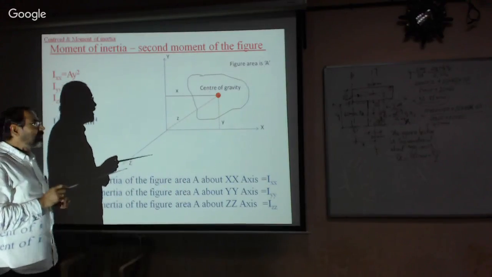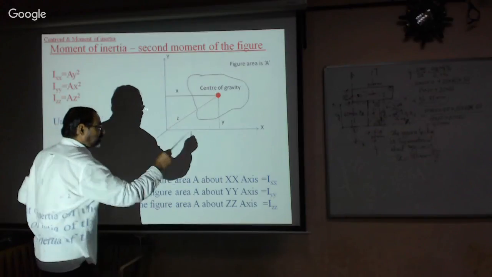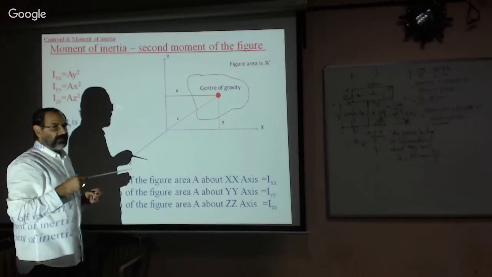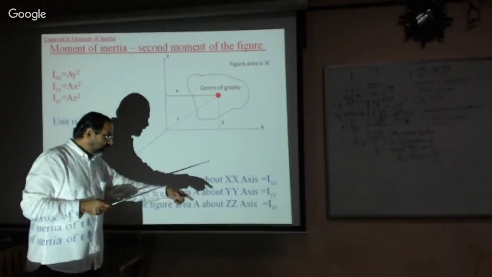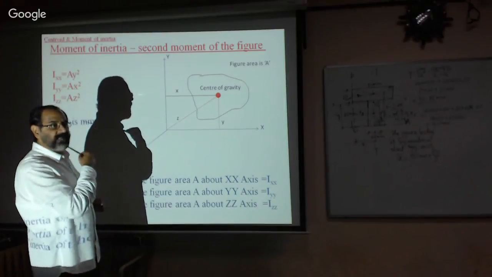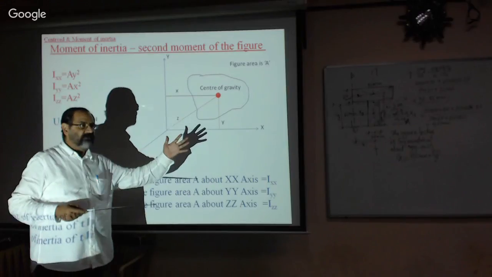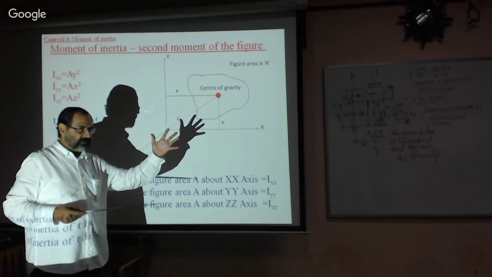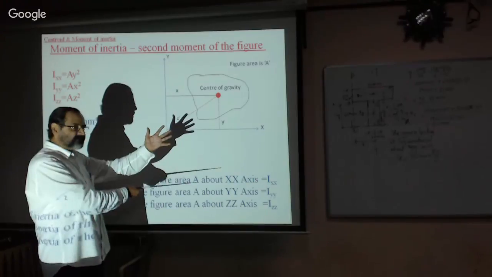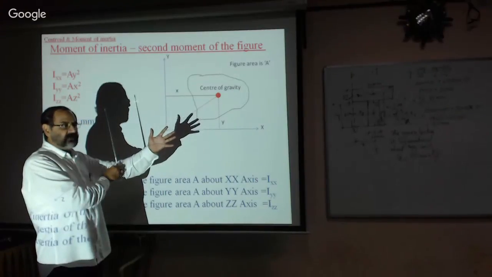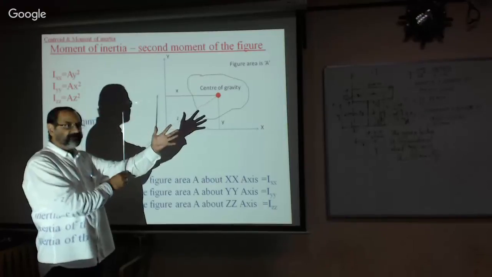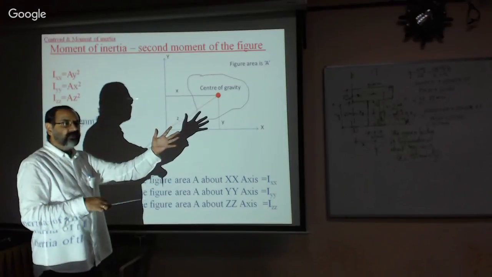Now, these are the reference axes: X axis, Y axis, and Z axis. The figure is lying somewhere here. For example, this is one X axis, this is one Y axis, and the corner is Z axis, isn't it? This figure, how it behaves with respect to the Z axis, with respect to the Y axis, with respect to the X axis.